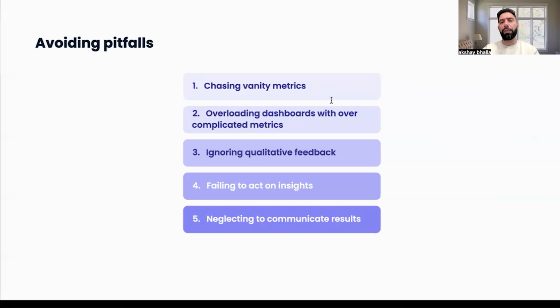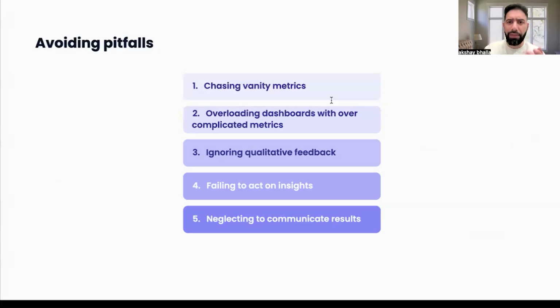Let's take an example. Tracking app downloads or website traffic might seem exciting. It's always exciting to see the numbers go up. But if those numbers don't really translate into active usage or customer retention, they aren't really meaningful. They make you happy. They give you a false hope that the product is doing what it's supposed to do, but not really helpful to grow or increase the user impact.